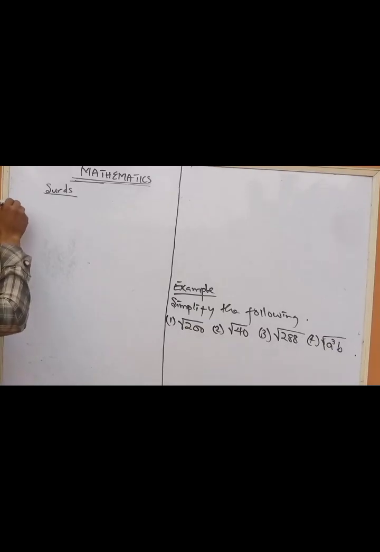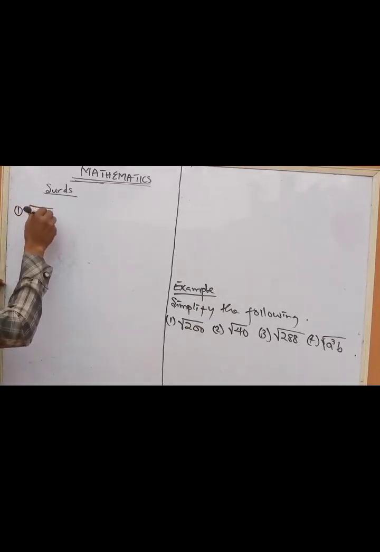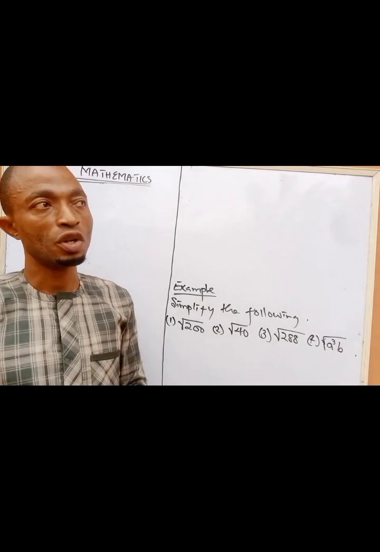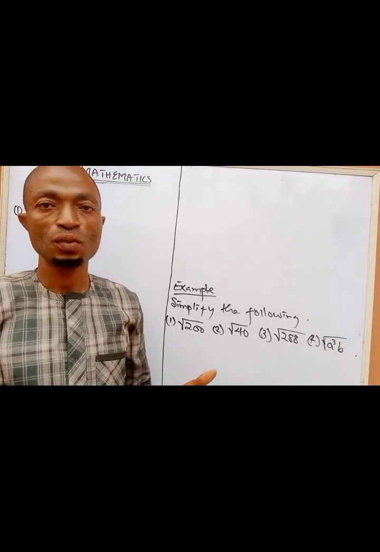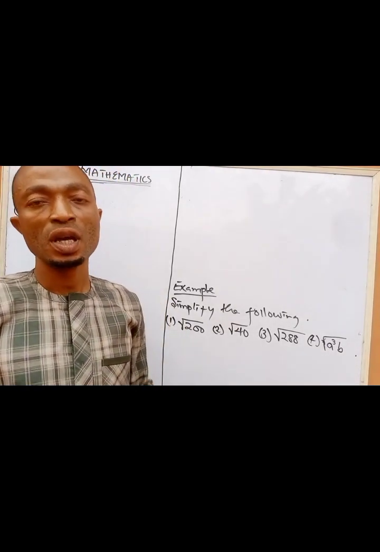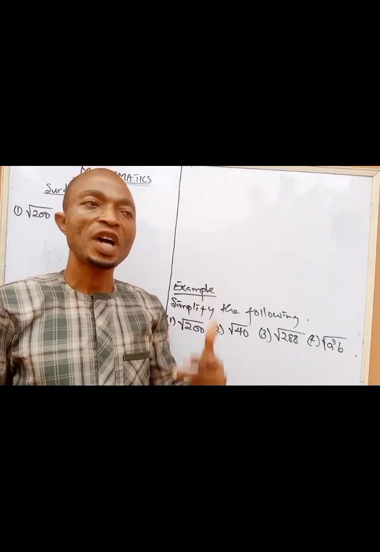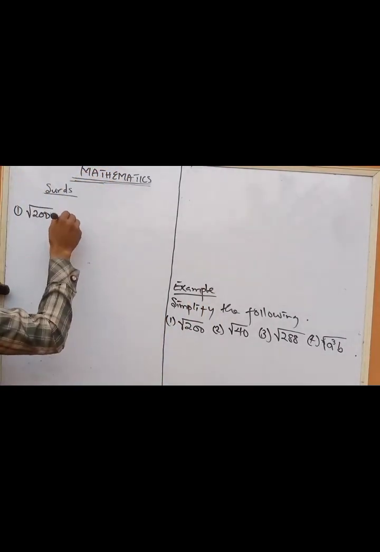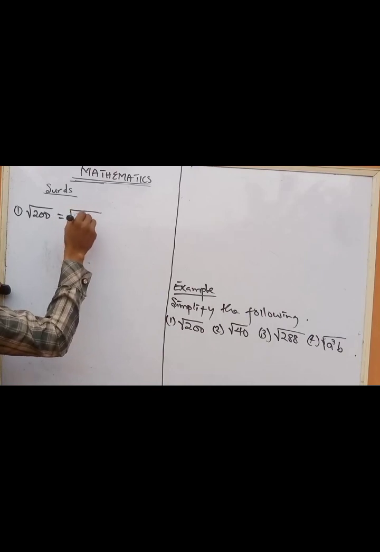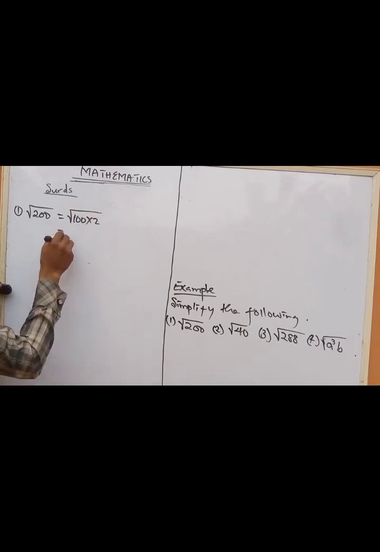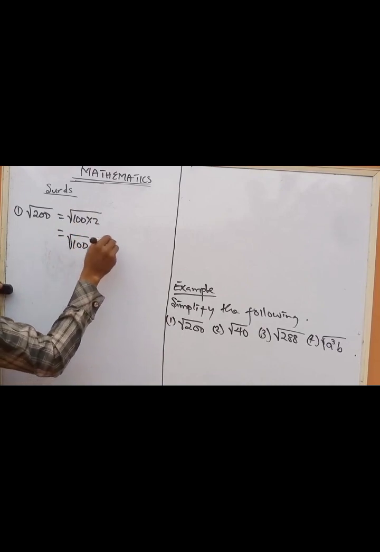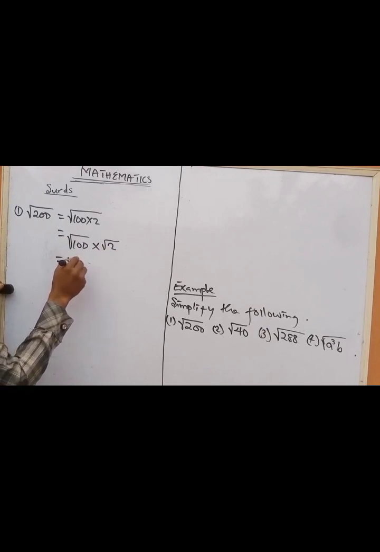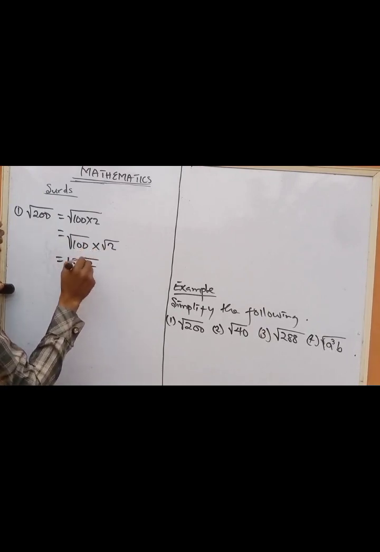Let's look at the first question. That's square root of 200. We are going to express it as a product of two numbers in such a way that one of the two numbers will be a perfect square, and not just a perfect square, the highest perfect square you can see in 200, and that will be 100. So we express it as square root of 100 times 2, which is the same thing as square root of 100 times square root of 2. And what is square root of 100? That will be 10. Then times root 2, that will be 10 root 2.